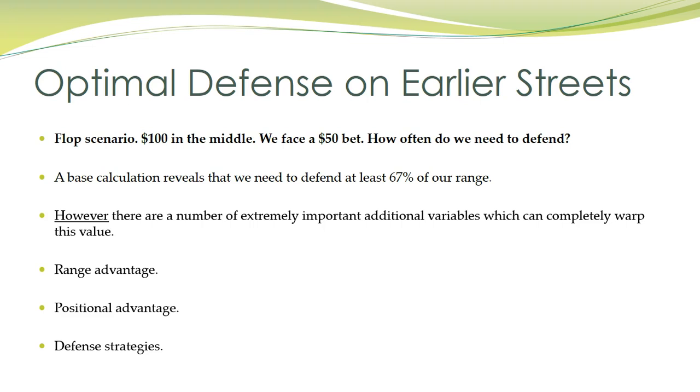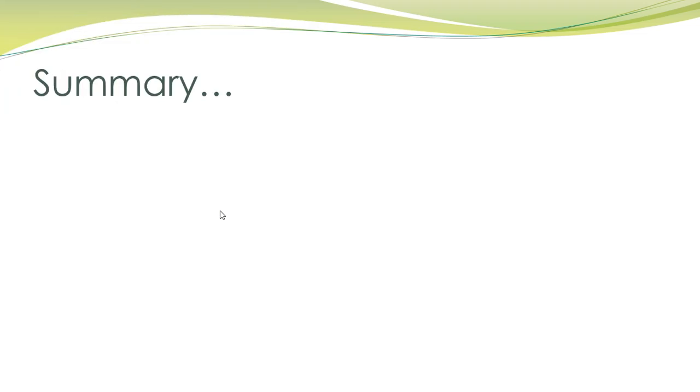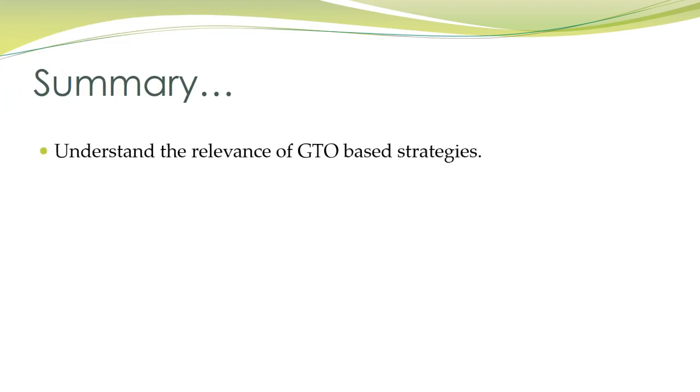So in such scenarios, if we try and rigidly apply this MDF or 1 minus alpha formula here and defend 67% of our range, we're going to get destroyed on the later streets because we're simply defending too wide. So hopefully we can see how some big mistakes can be made here from just understanding the basics of GTO play and not understanding some of the deeper material.